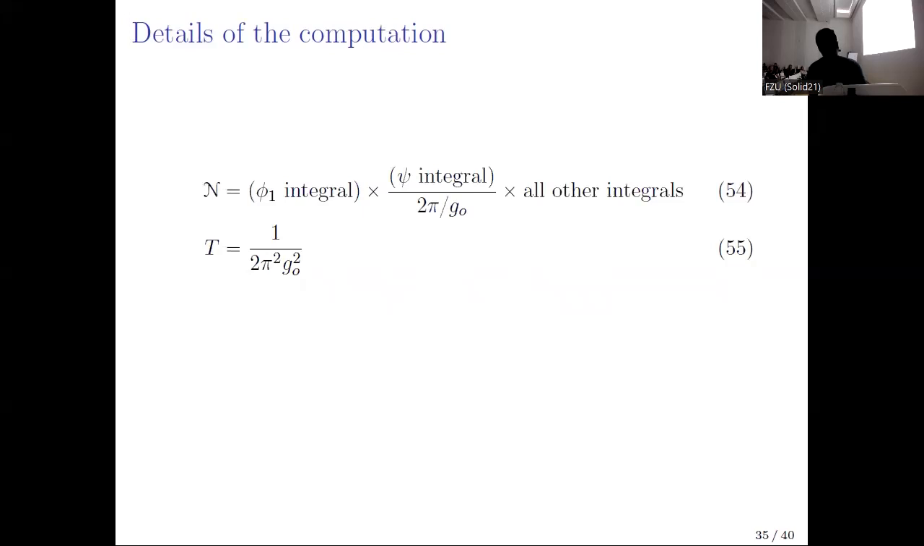And the tension is 1 over 2 pi squared g naught squared, like from the previous slide. So now it's done, right? You have n. This is finite. It has an i in it because we turned the contour by 90 degrees. This thing has a g naught in the numerator.